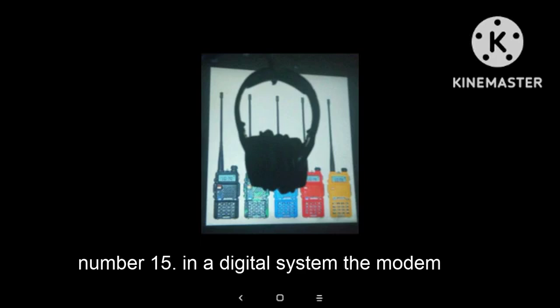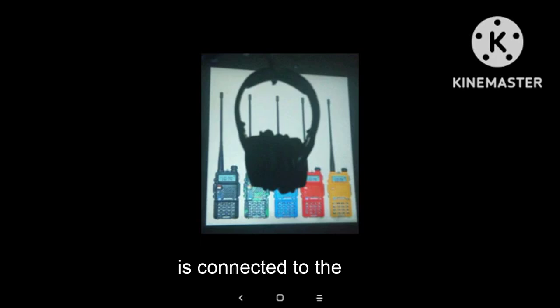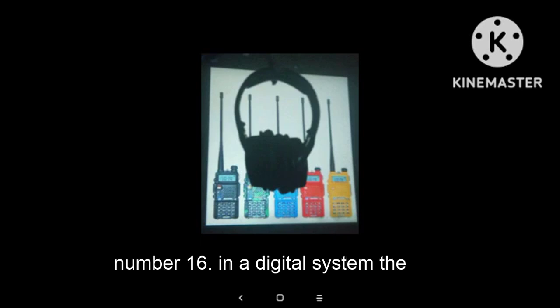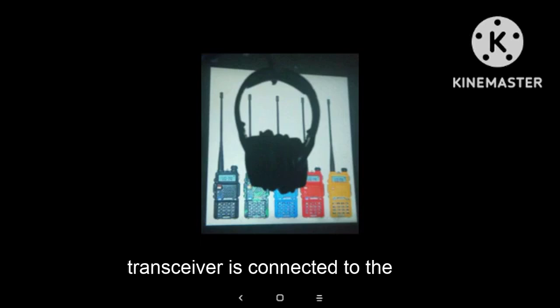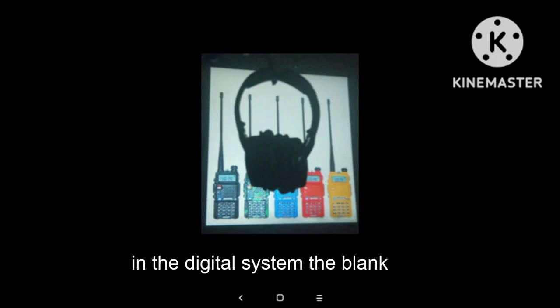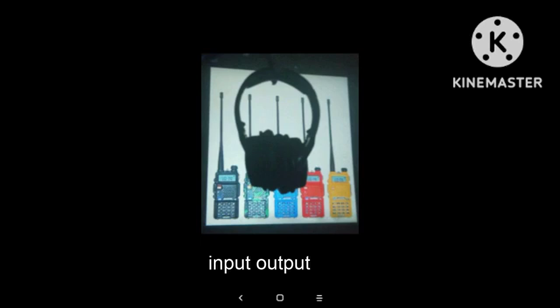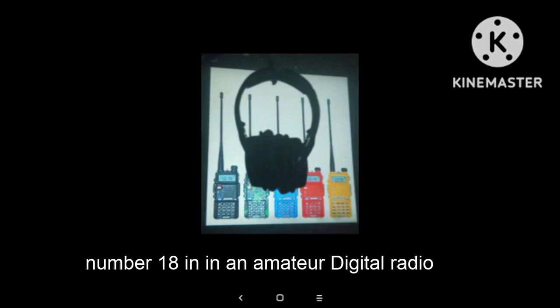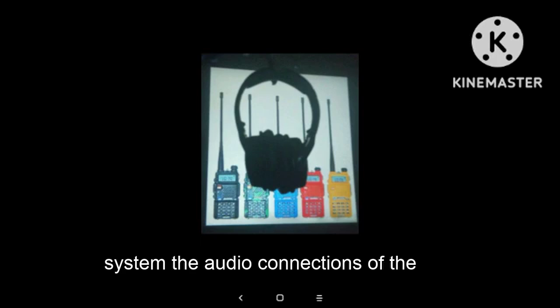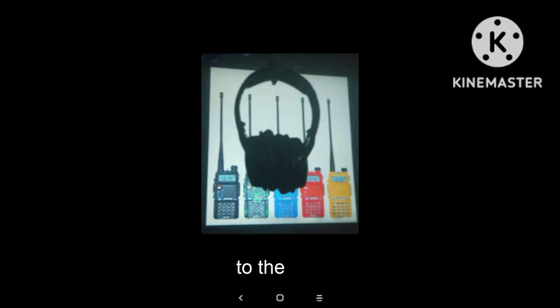Number 15. In a digital system, the modem is connected to the computer. Number 16. In a digital system, the transceiver is connected to the modem. Number 17. In a digital system, the blank interfaces with the computer. Input, output. Number 18. In an amateur digital radio system, the audio connections of the modem or sound card modem are connected to the transceiver.